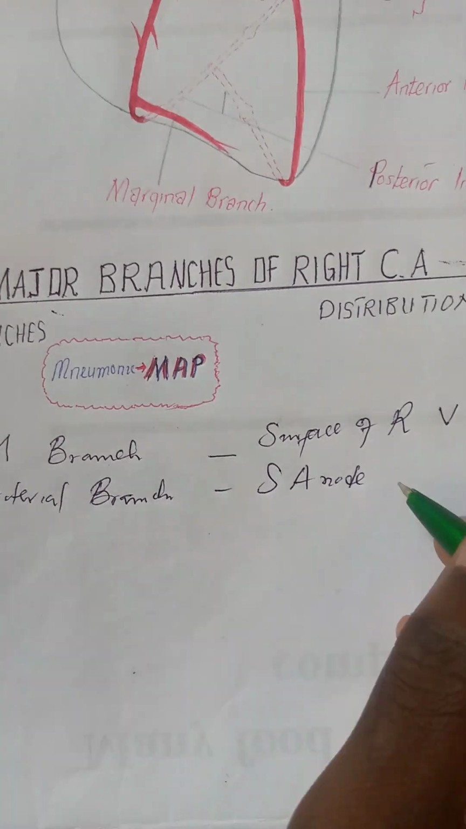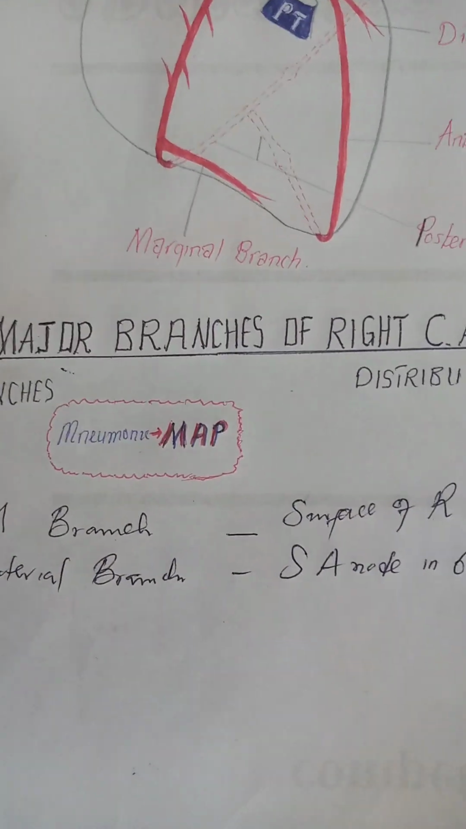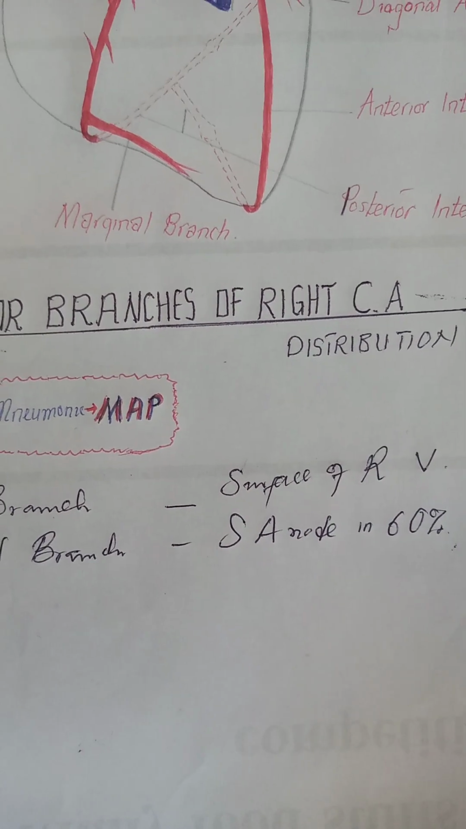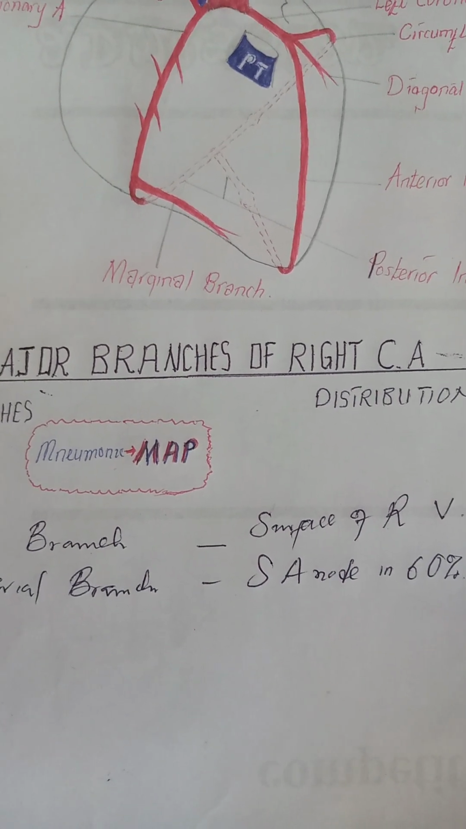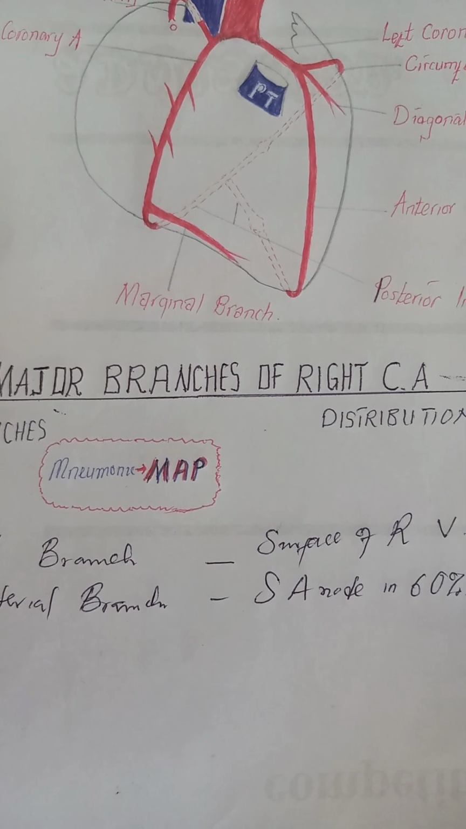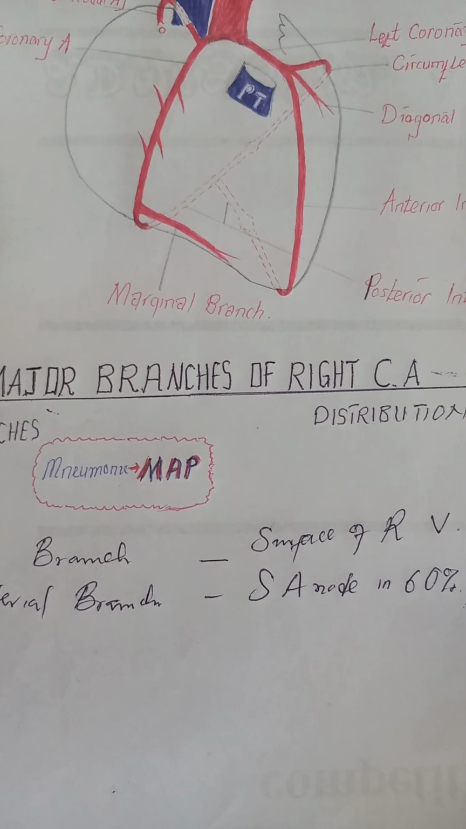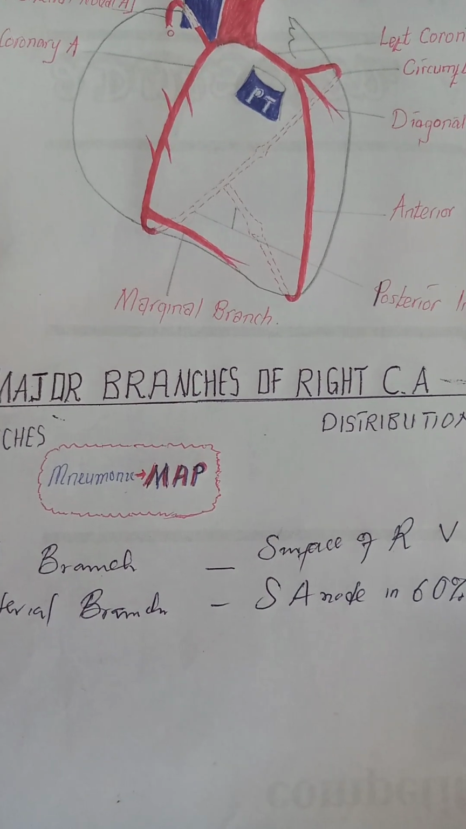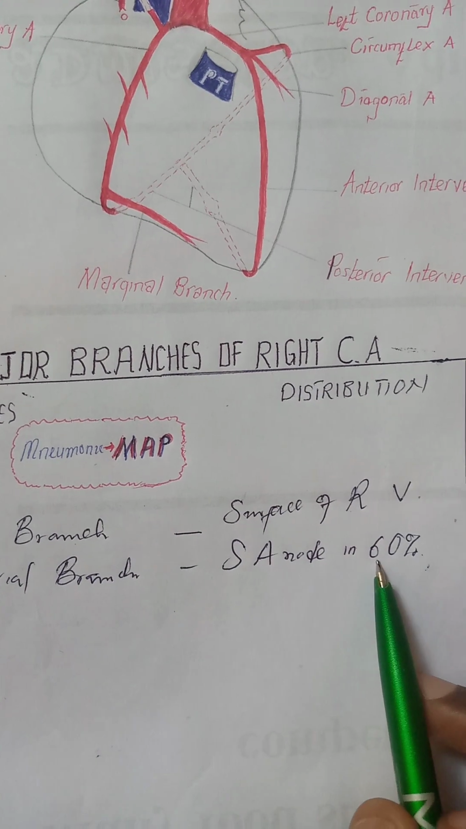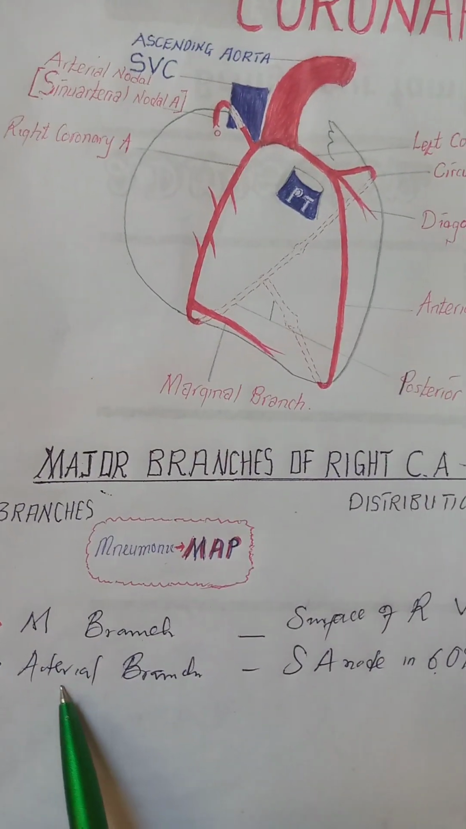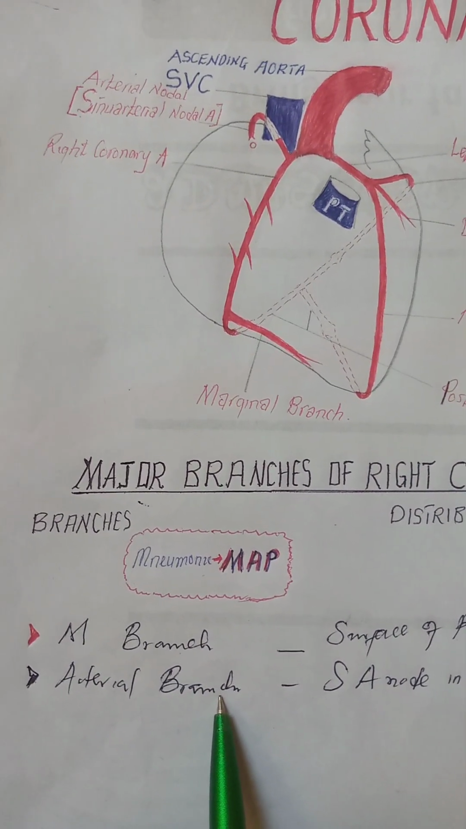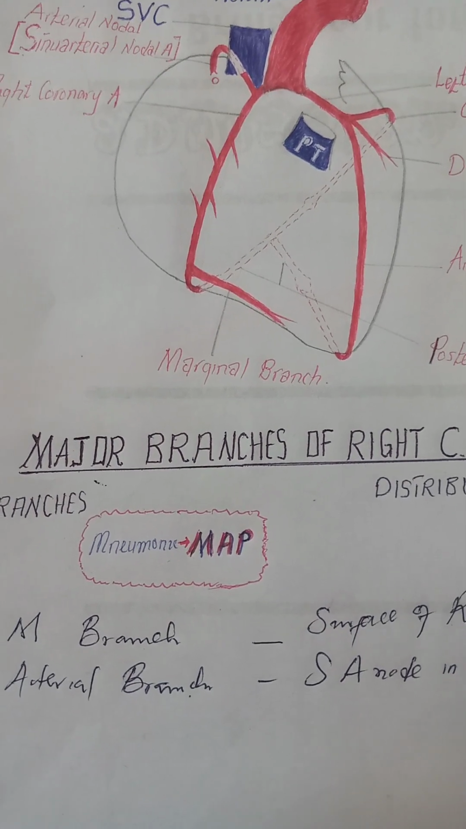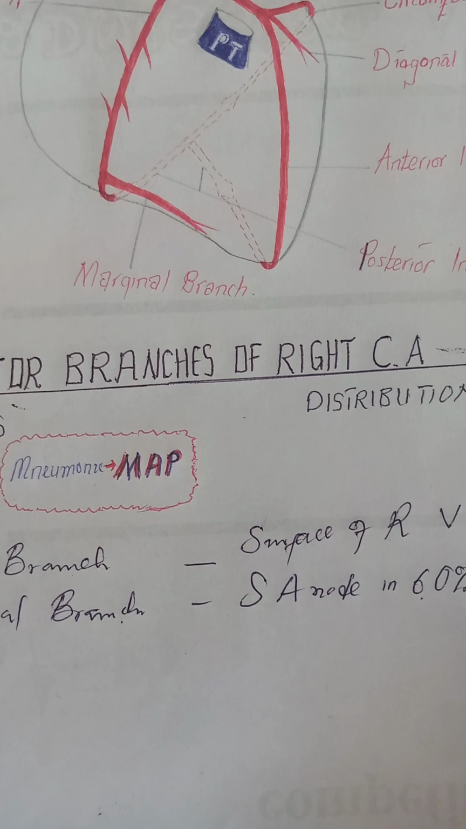The SA node in 60% of cases. Again, this percentage differs. In some other texts you might find something like 67%, depending on the text you are using. The text I was using, Vishram, showed 60%. If you use Clinical Oriented by Keith Moore, you find it is 67%. So in 60% of cases, the arterial branch, which is also called the arterial nodal branch, supplies the SA node. In about 40% of cases, this branch arises from the left coronary artery.